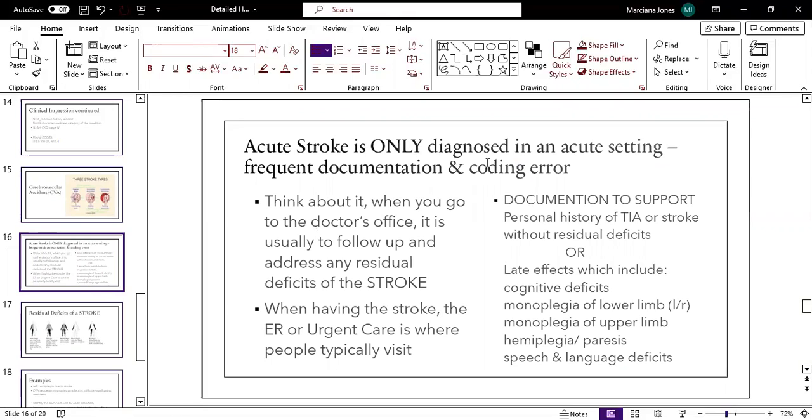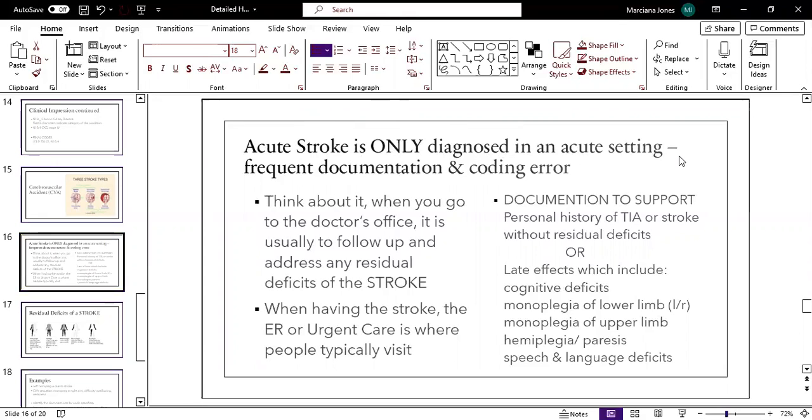Okay, acute stroke is only diagnosed in an acute setting. This is a frequent documentation and coding error. And what I mean is that when someone realizes they're having a stroke, they normally go to an urgent care or the emergency room.